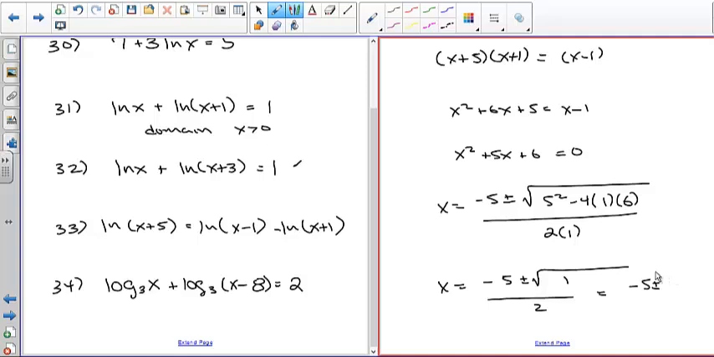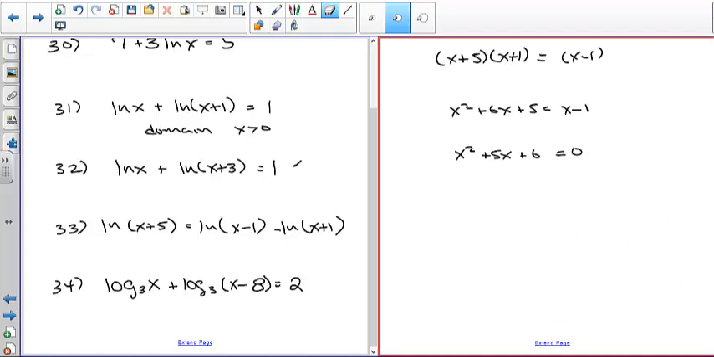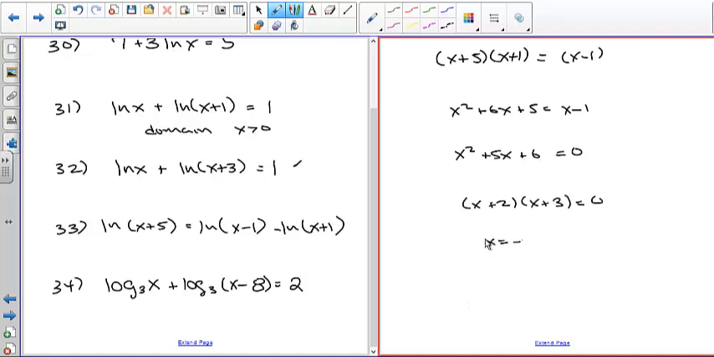Doesn't seem like that should work. What is wrong here? 2 numbers multiplied together give you 6 are going to be, oh, that's because you can factor that. Okay, I should have been able to factor that. I was taking 6 and 1, but the other option is 2 and 3, so you get that. And so you get x equals negative 2 and x equals negative 3.